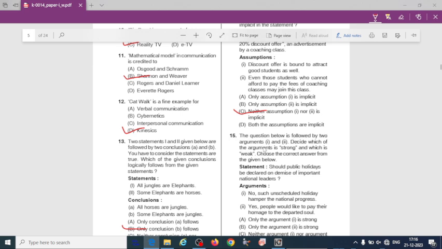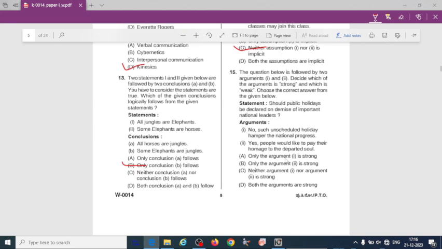The question below is followed by two arguments. You have to identify which is strong and weak. Should public holidays be declared on the demise of important national leaders? No, such unscheduled holidays hamper the national progress. Yes, people would like to pay their homage to the departed soul. Only first one is a strong argument, only second strong, neither first nor second, both are strong. 15th one is option A.